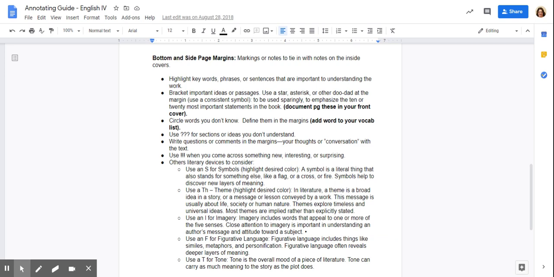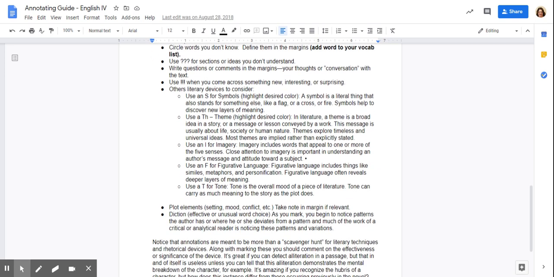And then other literary devices to consider. There's a list here, and these are things that you're not going to see in every single chapter on every single page, but you are going to see some of them periodically throughout the novel. So I want you to mark them when you do see them. And those are things like symbols. Okay, for symbols, you can just put an S. Theme, you can put a TH.